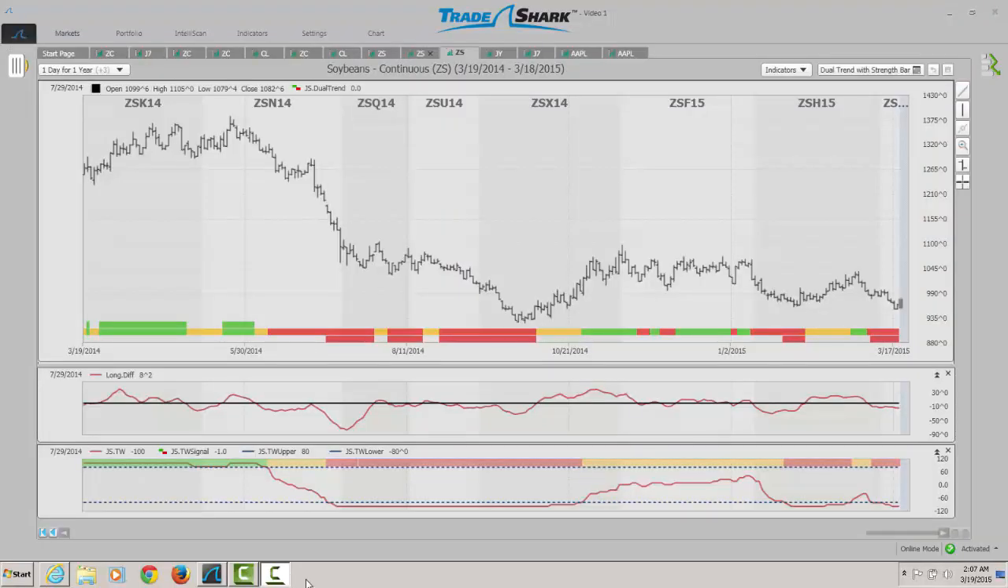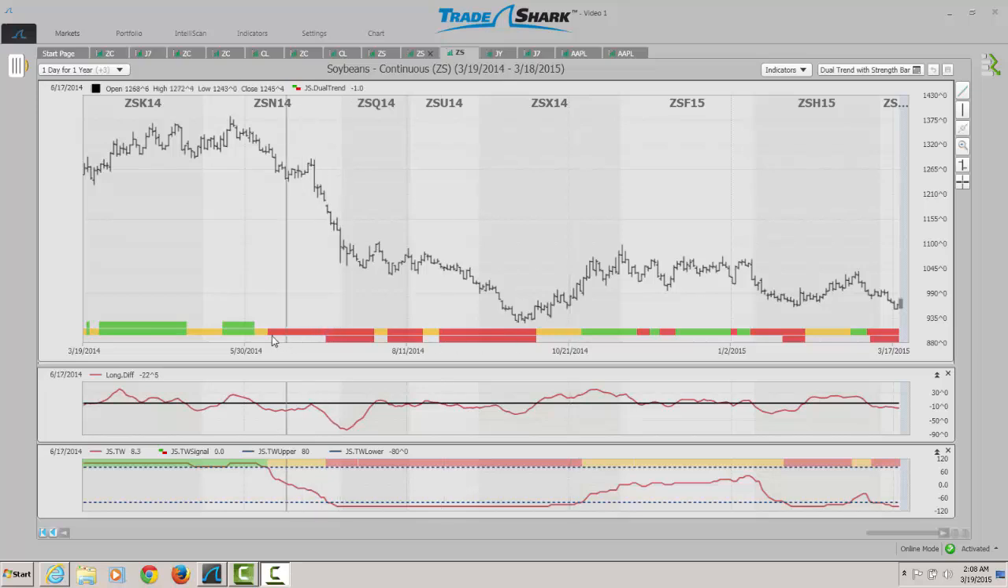This chart illustrates the dual trend applied to the soybean market. The chart shows the two indicators that make up the dual trend as subplots and shows a strength bar underneath the price chart that shows the status of the two indicators. When you have two green horizontal bars, that means that both indicators are bullish. When you have two red bars, as we have for most of this period, that means that both indicators are bearish. When you have a yellow bar, it basically means that they are neutral, basically in opposition to each other.